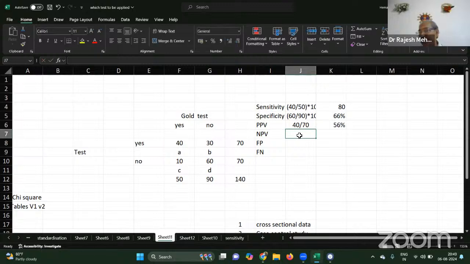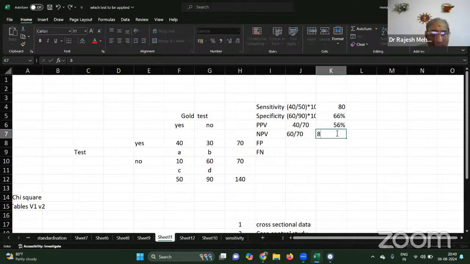The reverse way: if this test says that no, these 70 people do not have the disease, actually how many do not have the disease? 60. So what is the likelihood that when this test says no, the person really will not have the disease? That is 60 out of 70 multiplied by 100. That will be somewhere around 6 upon 7, something like 84% or so.